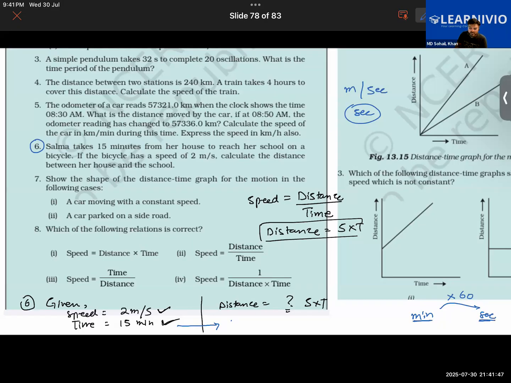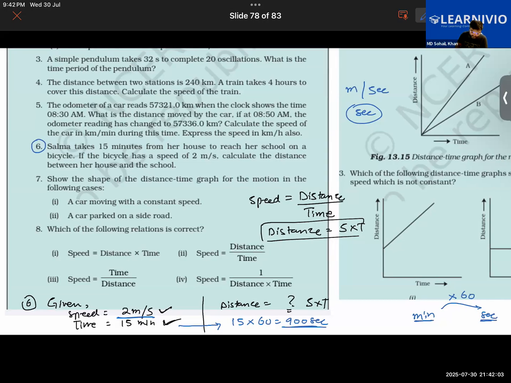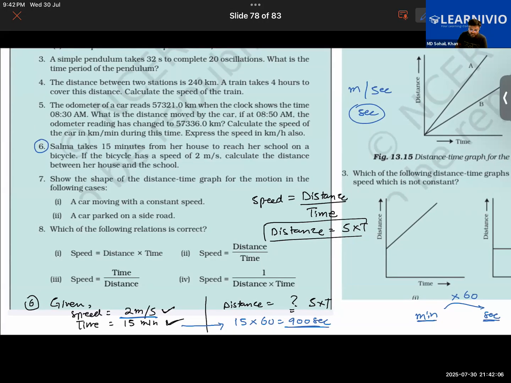To convert from minute to second, we need to multiply by 60. Since this is 15 minutes, 15 minutes multiplied by 60 gives you 900 seconds, and the speed is 2 meter per second. All you have to do is put the values in the formula. Speed is 2 meter per second and time is 900 seconds, so that's going to be 1800. What have you calculated? Distance, so the unit is going to be meter. I hope it's clear to both of you. Yes, sir. Good.